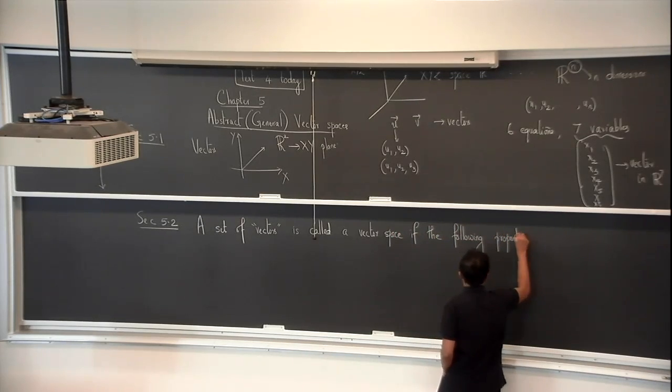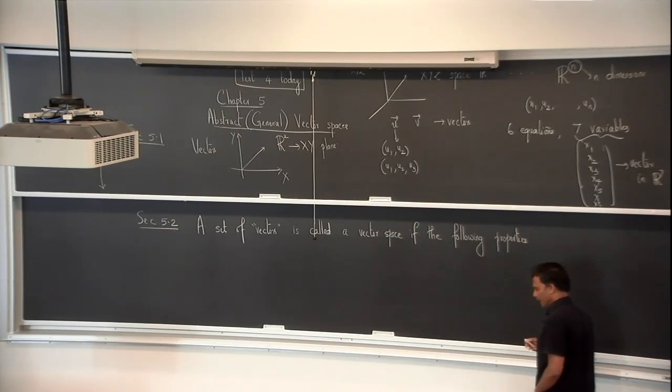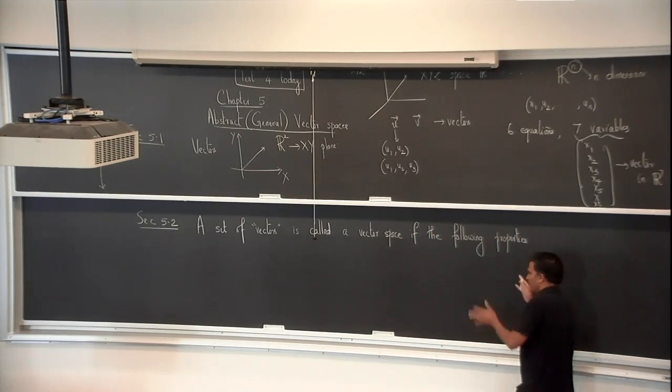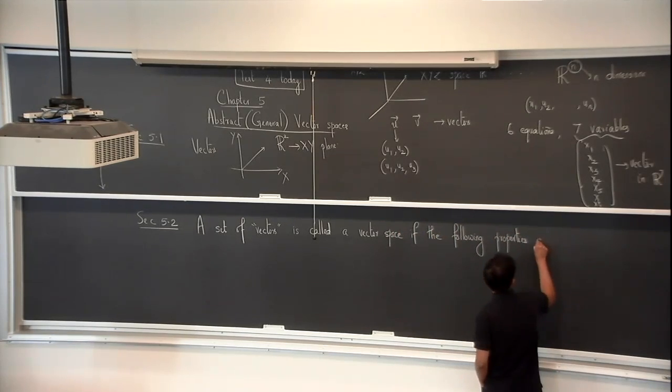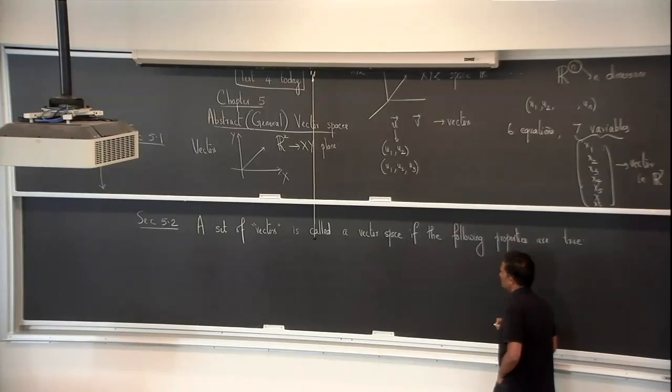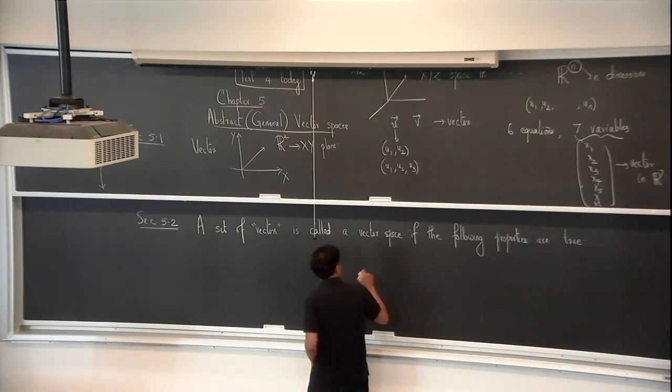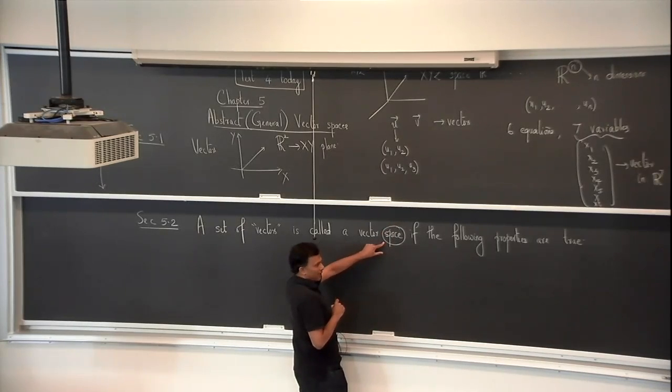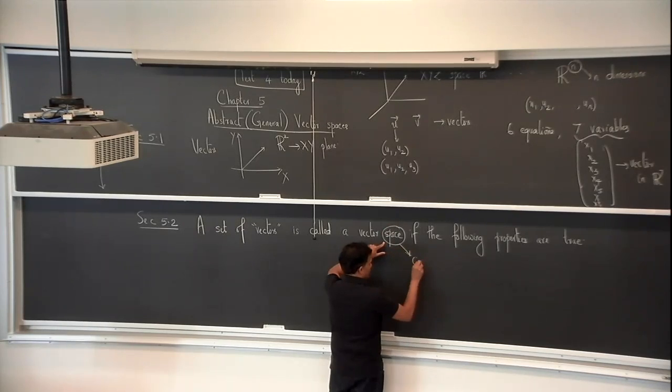I should warn you that most of these properties are intuitive, but mathematics requires a fixed set of rules for things to work. That is why we are confident that math will work all the time, because these things are well set. So if the following properties are true. And before I write the properties, let me just warn you that the word space here is just a mathematician's way of confusing things. This means a collection or a set.